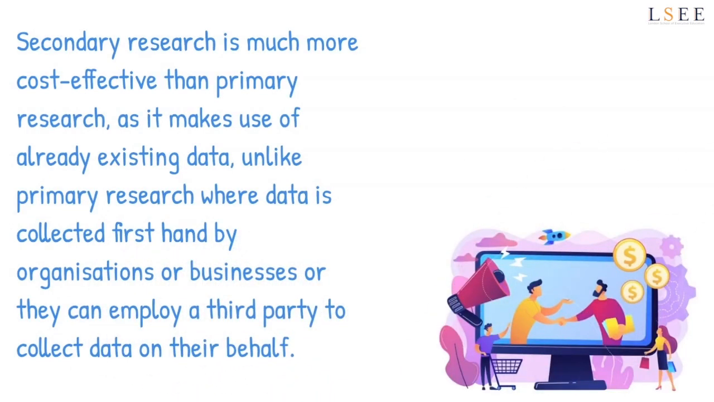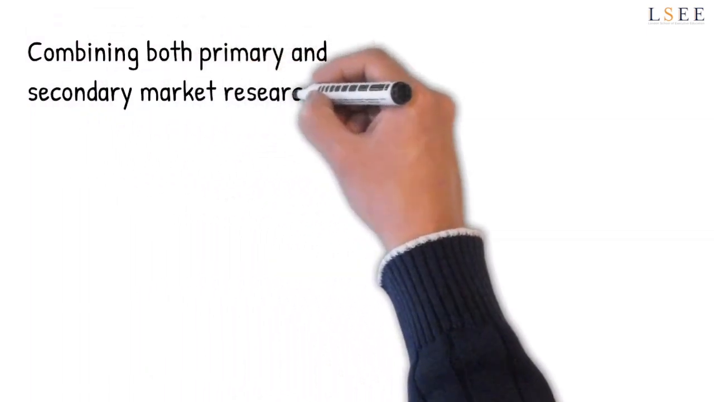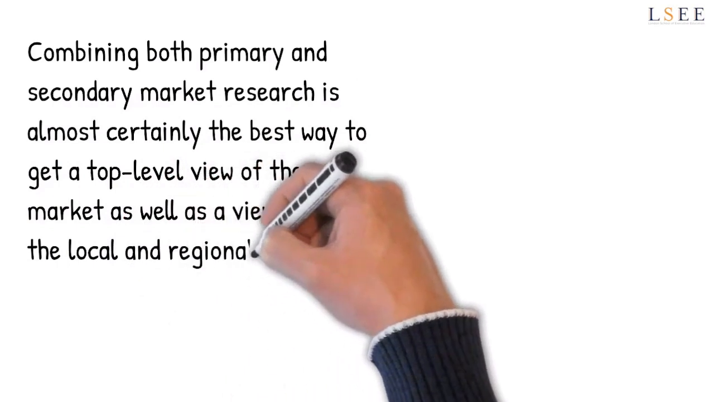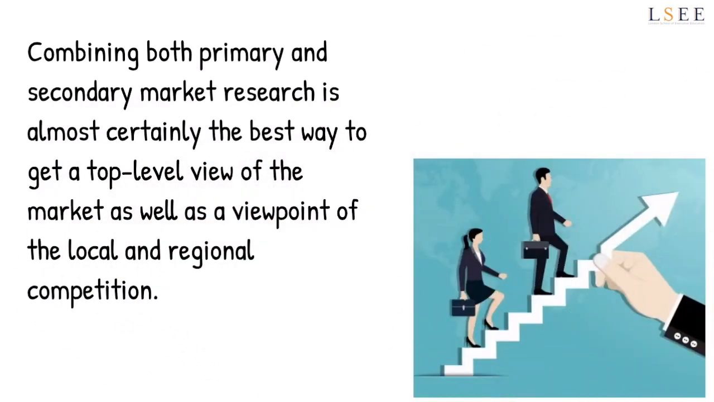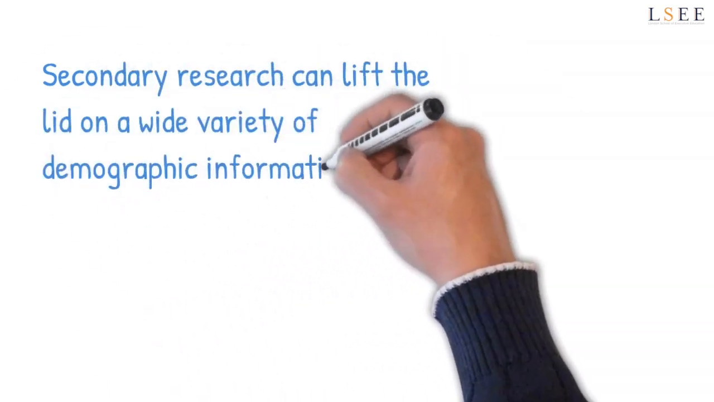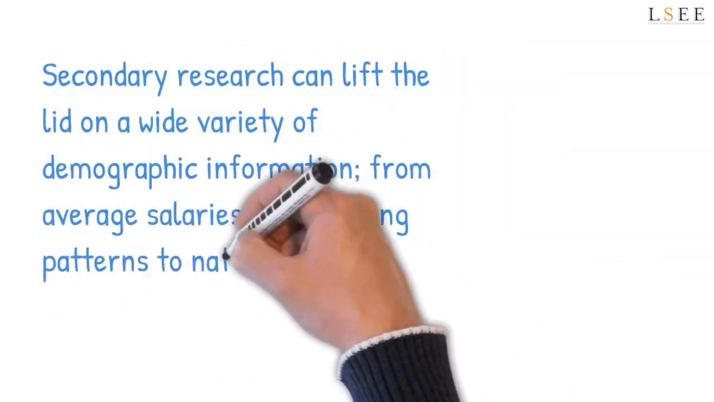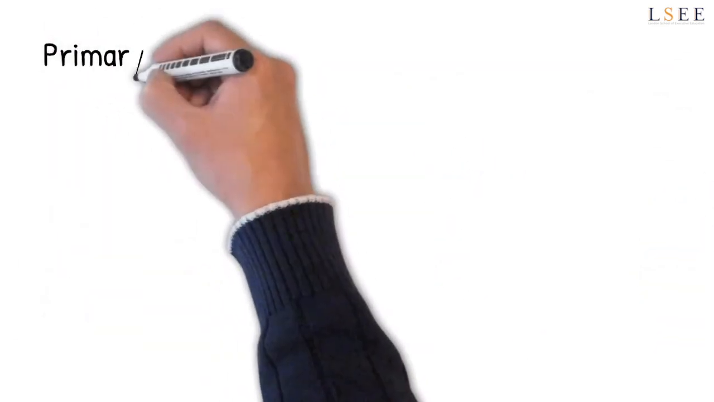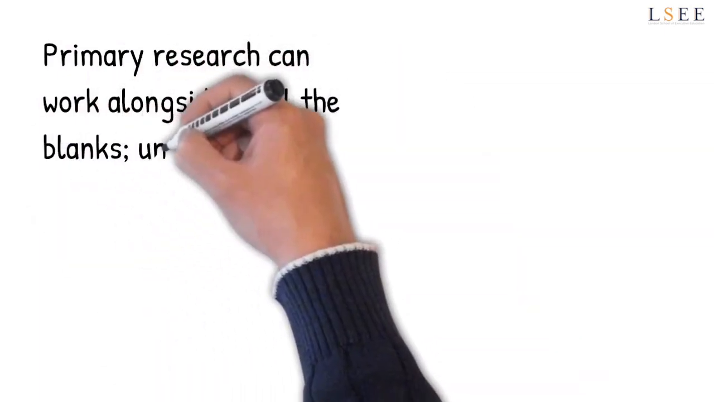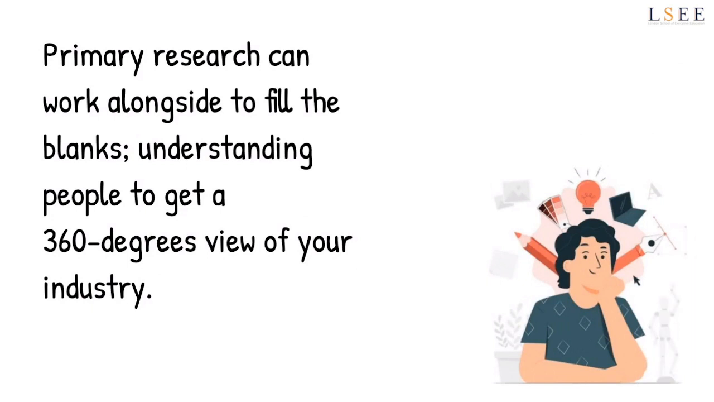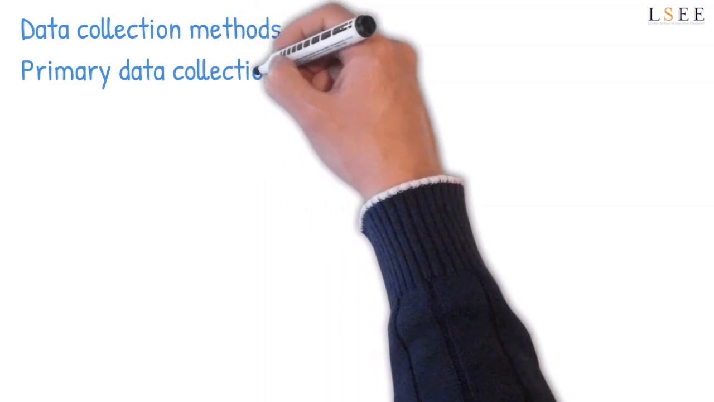Combining both primary and secondary market research is almost certainly the best way to get a top-level view of the market as well as a viewpoint of the local and regional competition. Secondary research can lift the lid on a wide variety of demographic information, from average salaries and spending patterns to nationalities and household sizes. Primary research can work alongside to fill the blanks, understanding people to get a 360 degrees view of your industry. Data collection methods, primary data collection methods.